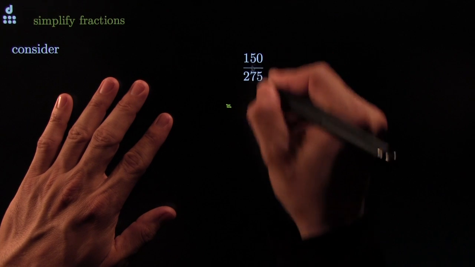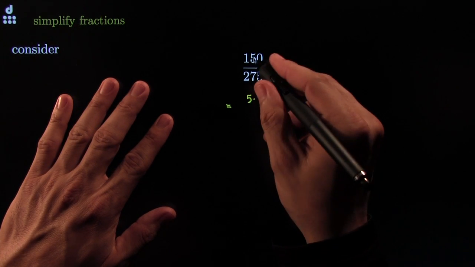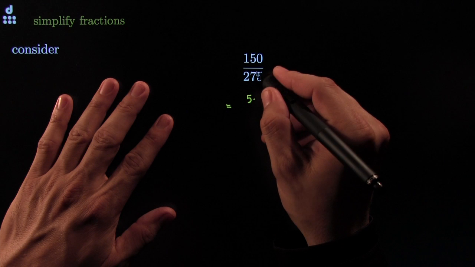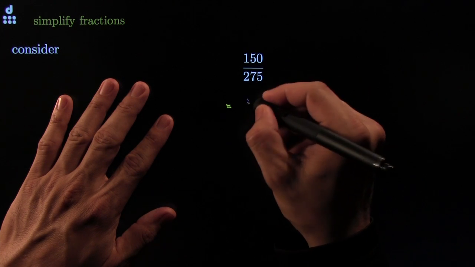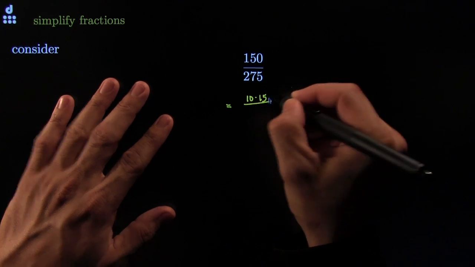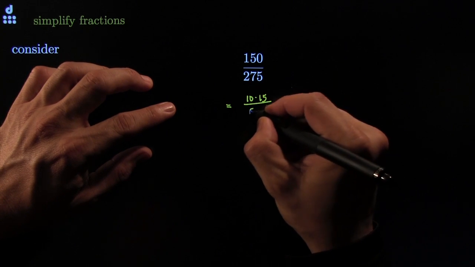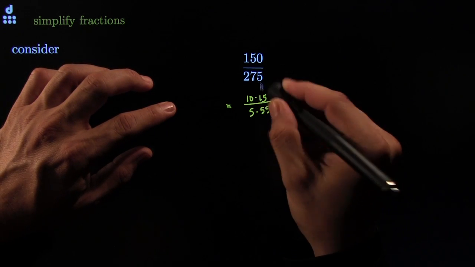Here's how you could simplify. The top I know is, actually, I could say that it's a 10 times a 15. On the bottom I could say that's maybe a 5 times a 55.